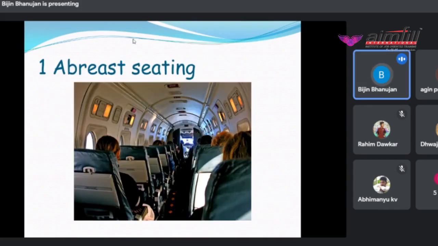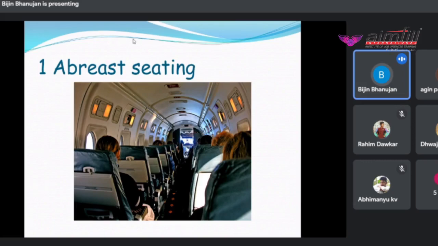So it will have one seat per abreast, and the total seats in the aircraft may be 20, or 25, or 40 seats. That depends upon the length of the aircraft. This is one abreast seating. Then we have two abreast seating. These are normally ATR type flights. ATR or Dash 8 aircraft will have 2 seats abreast.